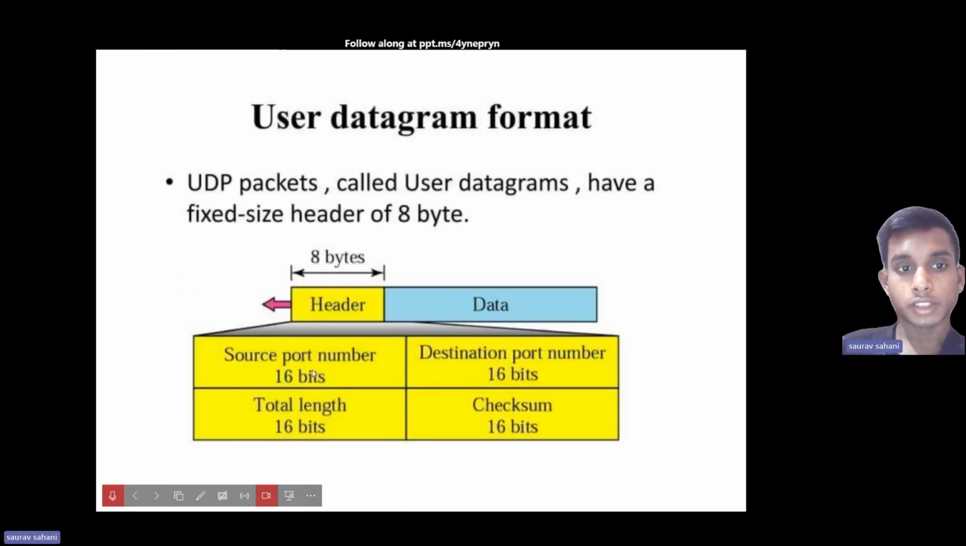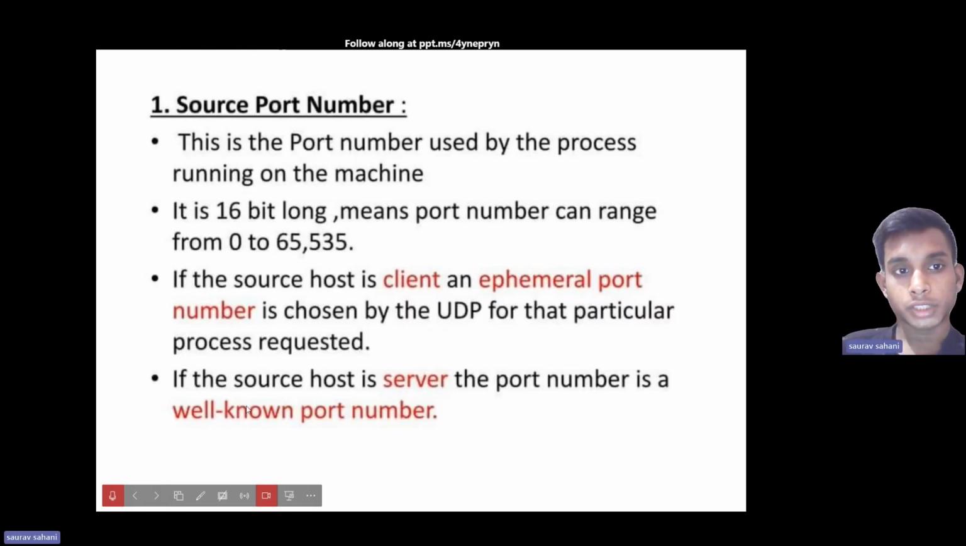User datagram format. UDP packets, called user datagrams, have a fixed size header of 8 bytes. Source port number. This is the port number used by the process running on the source host. It is 16 bits long, which means the port number can range from 0 to 65,535.